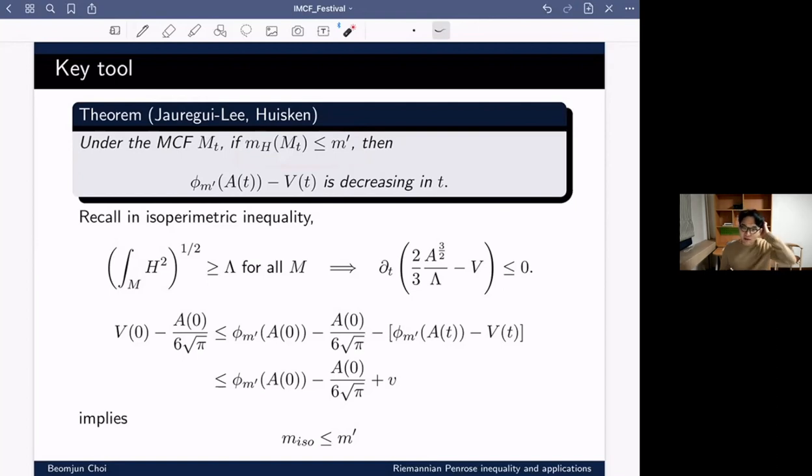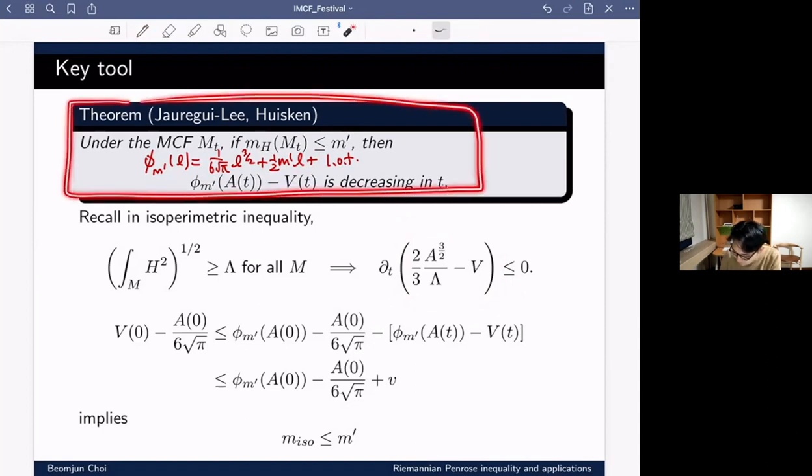If you remember the definition of the Hawking mass, this means my integral of H squared is greater than some number. Then under that assumption, I'm showing some quantity is decreasing, and this first quantity, if you remember what my phi_m' is, is like 1 over 6 square root of pi L^(3/2) plus 1 over 2 m' L plus lower order terms. So at its first dominating term, it's just the same as the isoperimetric difference, but we have something extra. I won't compute this, but yes, we can similarly show this is decreasing.